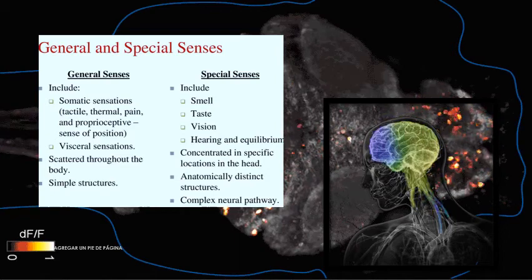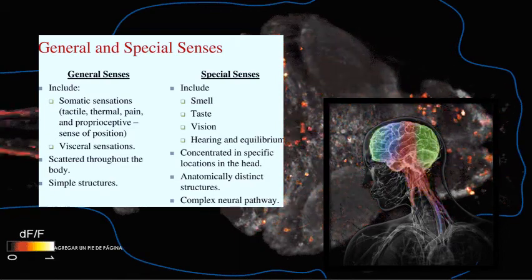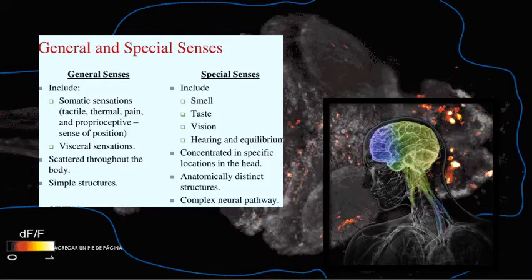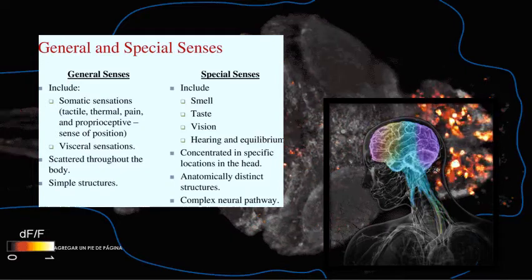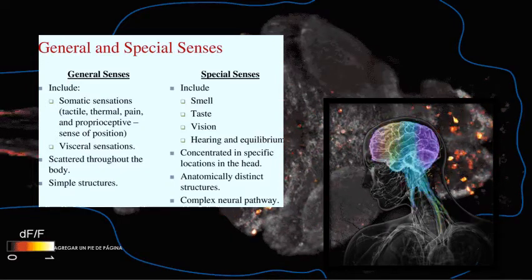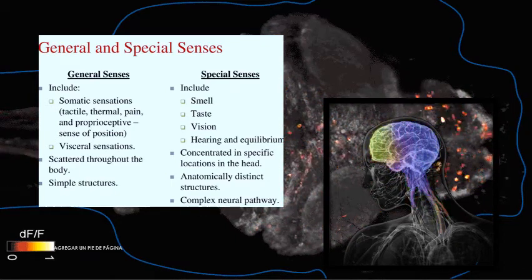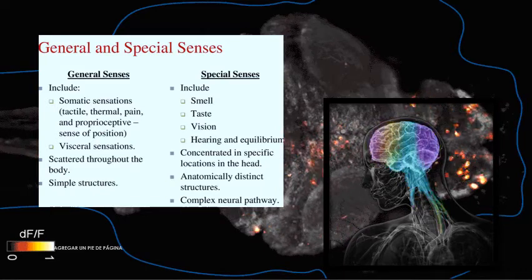And as I was telling you, kids, we have two types of senses, right? We have the general senses and the special senses. So pay attention here, kids. We have some of them, but the main of them are the general and the special. The general senses include the somatic sensations, for example, the tactile when you touch something, thermal about the temperature, and pain, and proprioceptive sense of position.